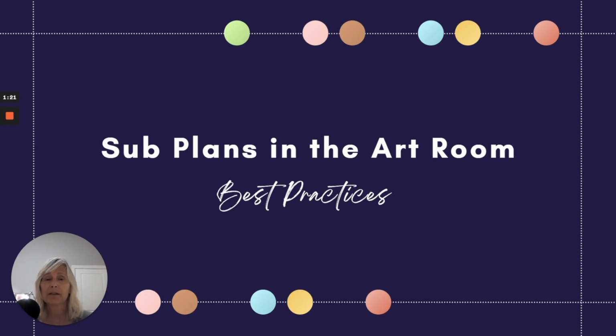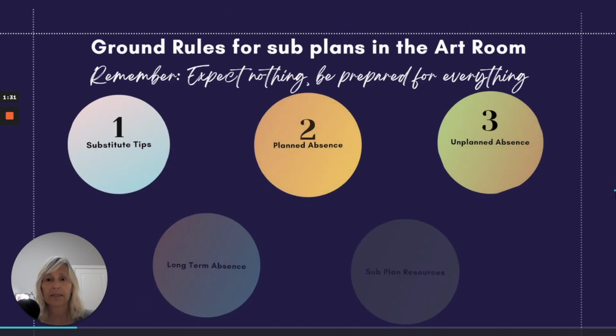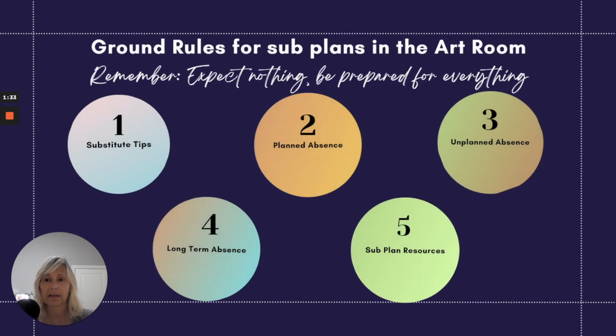So make sure that the first thing that you do is understand your school's policy for substitute plans and what is required in that. Today, I thought we'd cover 5 basic topics: substitute tips, planned absences, unplanned absences, long-term absences, and subplan resources. That way, we can all remember to expect nothing and be prepared for everything.